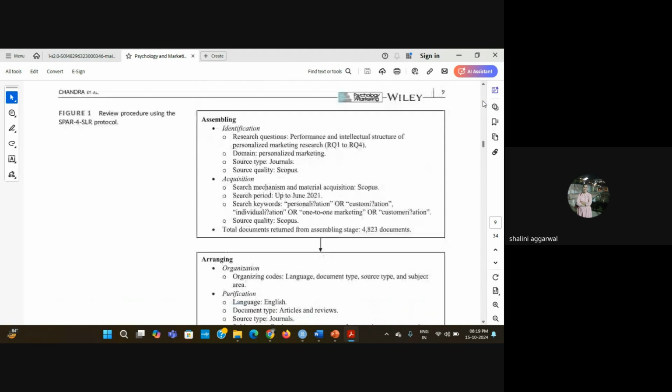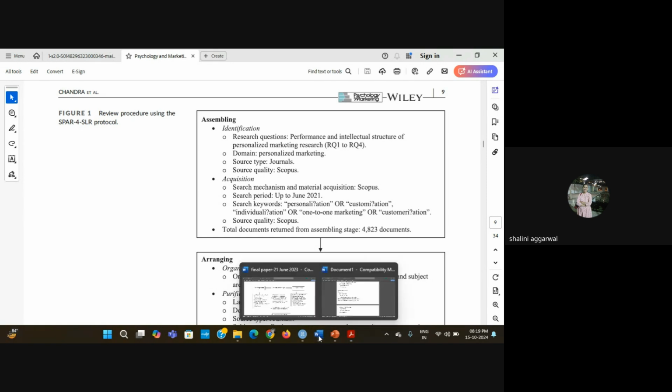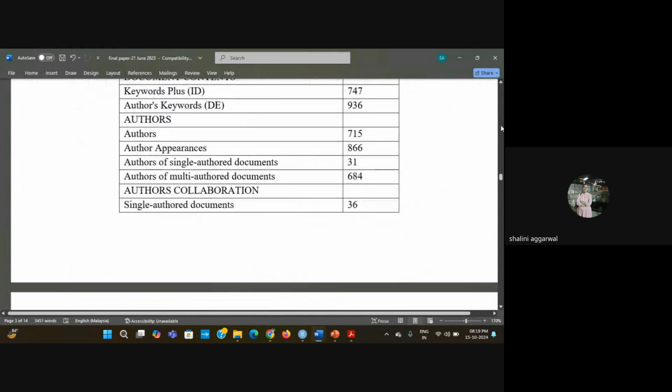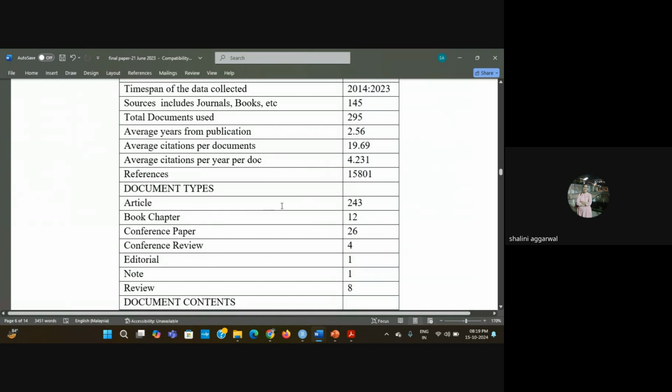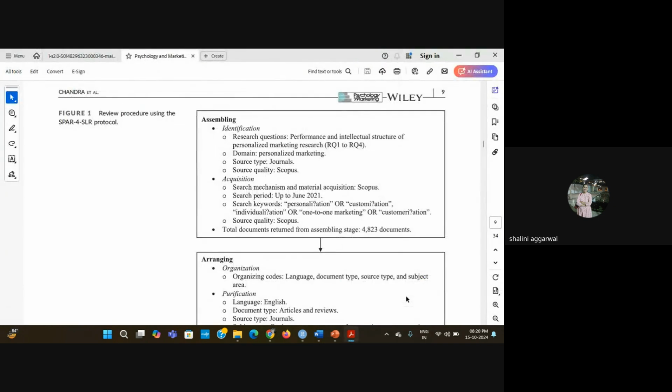Basically what they have talked about is, in this you can talk about your research questions, you can talk about your database, time period of the study, all these things, like what is the document type. Let me show you this. I'll show you this paper now. Look at this. We have taken the document types: articles, book chapters, conference paper, conference review, right? So this is another important aspect that they have talked about. Document type, they have taken articles and review.